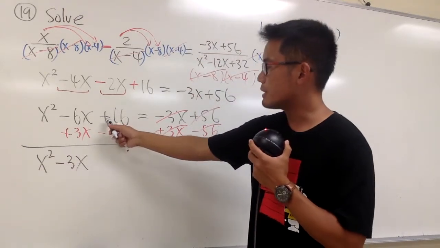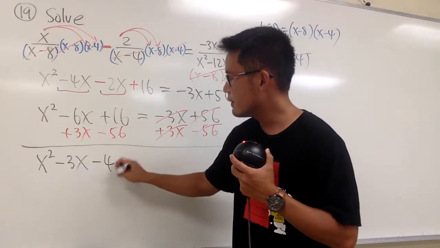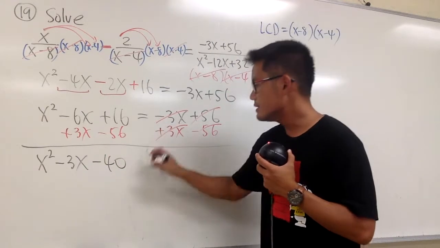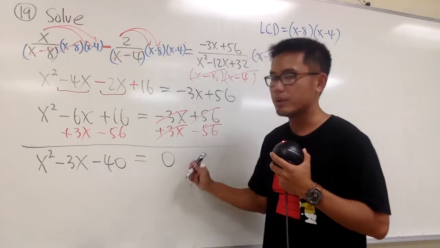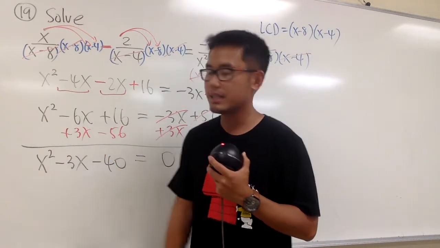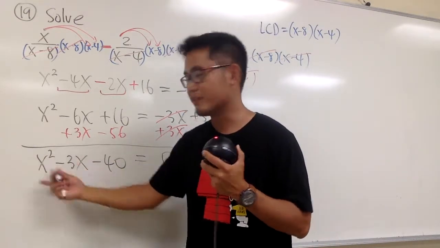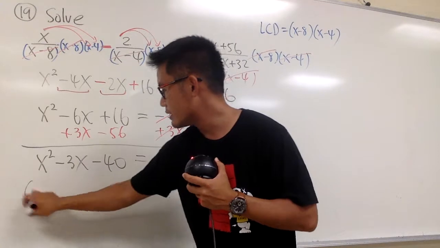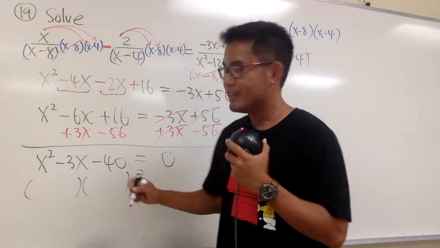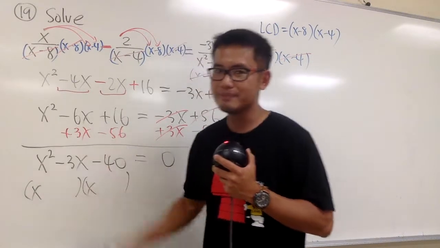And then here we have plus 16 minus 56, that's going to be negative 40. And this is equal to the 0 that we need. So here we can factor the left-hand side. This is not a bad situation because we only have a 1 in front of the x squared, right? So I'll just put down this as something times something. And we know we have to have x times x to get the x squared.